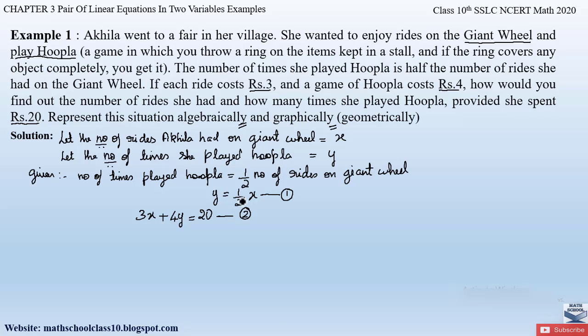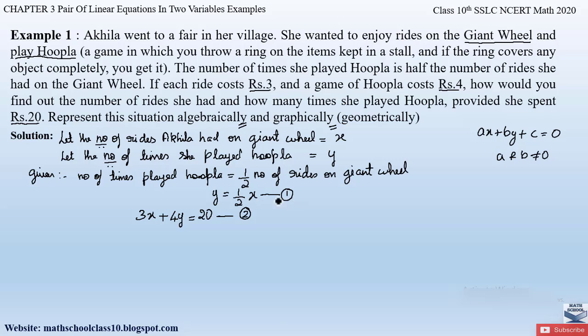So from this equation 1, we can also derive another equation. That is, we can write it in the general form of a linear equation. General form of a linear equation I have already explained in my previous video. It is of the form ax plus by plus c equal to 0, where a, b and c are real numbers, and a and b should never be equal to 0.